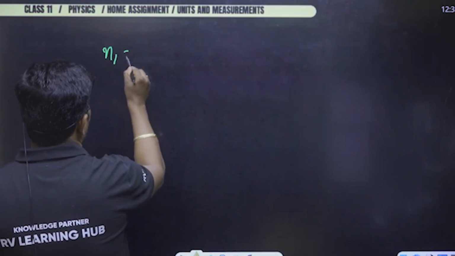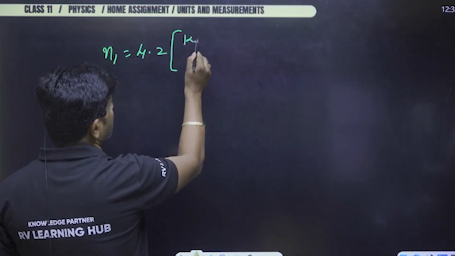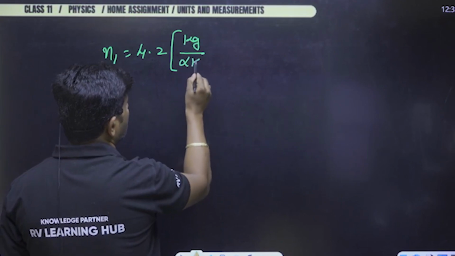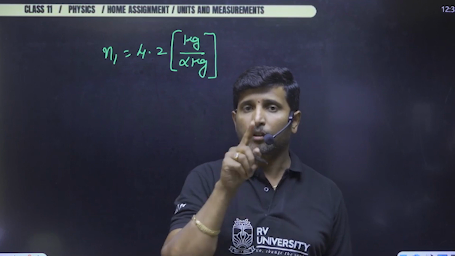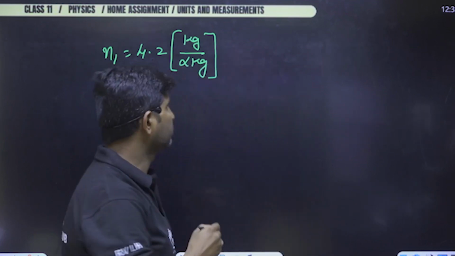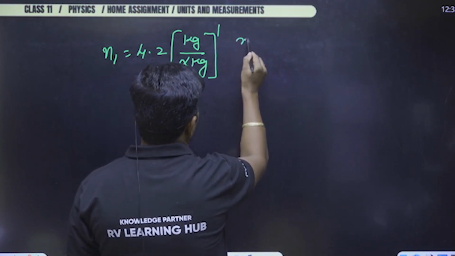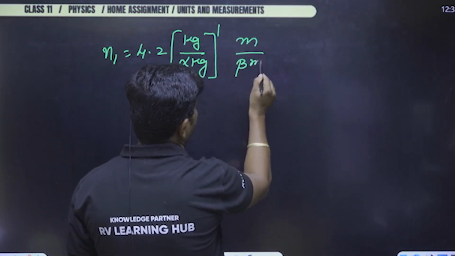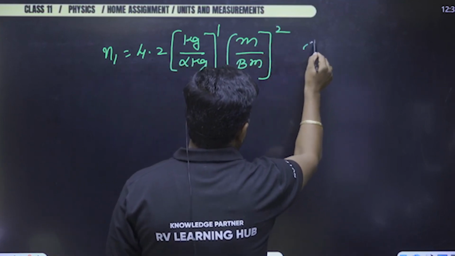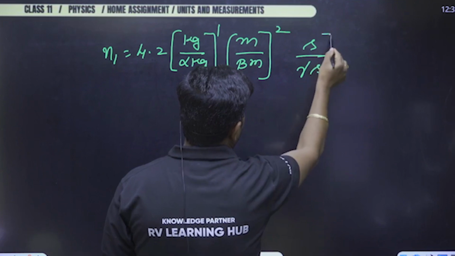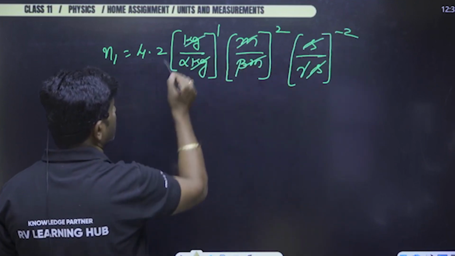So N1 becomes equal to 4.2 into M1, that is kg. Here it is alpha kg. In unit 1 calorie, mass is measured in alpha kg. And similarly whole to the power of 1, meter here is measured in beta meter whole to the power of 2, and second divided by gamma second whole to the power of minus 2. Meter, second, kg will get cancelled.